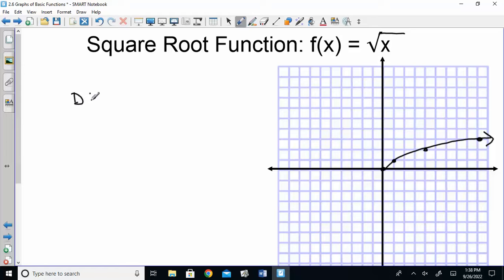Okay. Domain. Range. Is this one increasing, decreasing, or constant? Increasing from 0 to infinity. Okay.